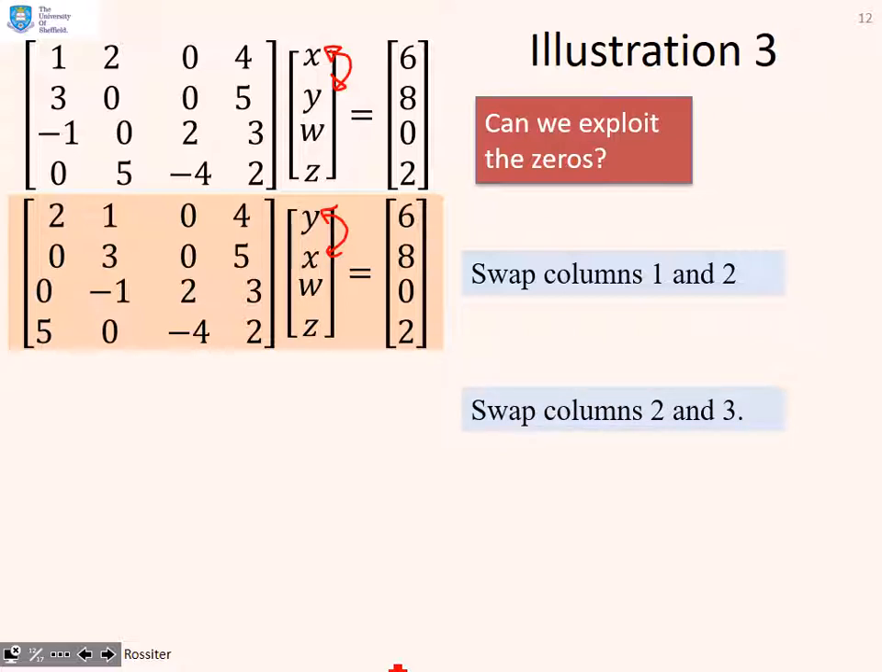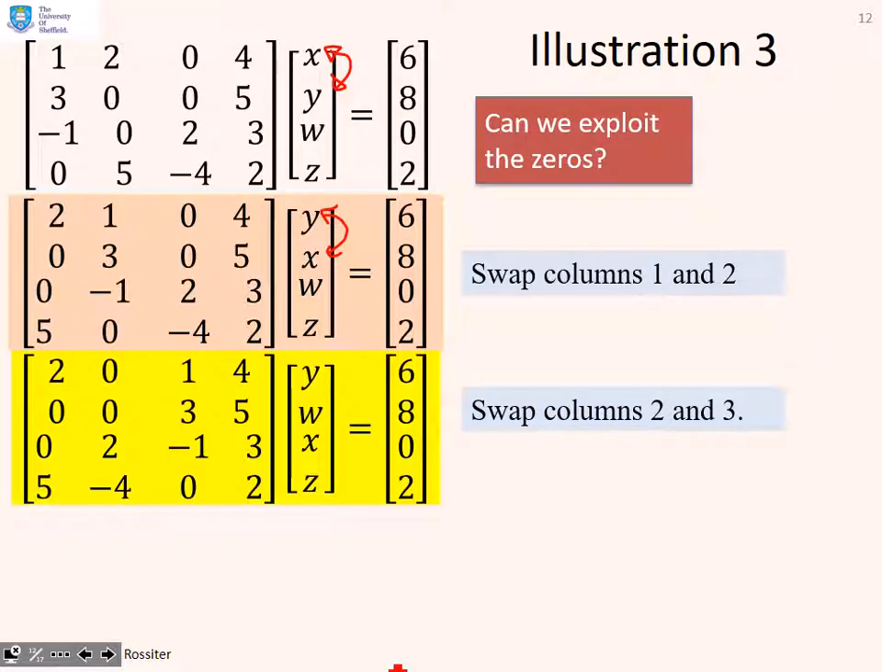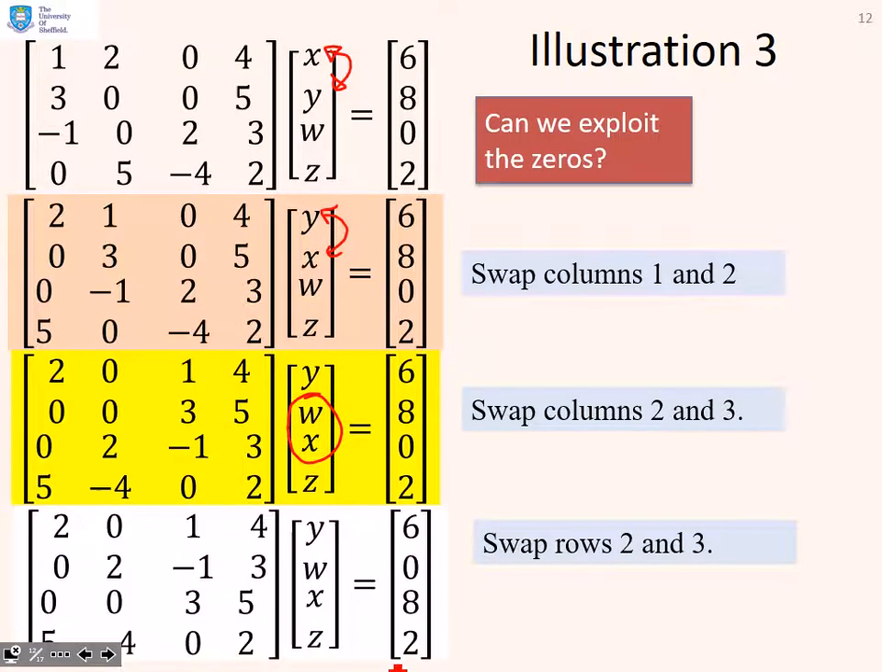Next thing I'm going to do is swap columns 2 and 3. And now you'll notice, of course, the W and the X have swapped positions. And now I'm going to swap rows 2 and 3. Now, obviously I haven't achieved a row echelon form because I can't do it with this one, but you will see that I've got lots of zeros in this bottom left-hand corner, and that will make all the computations I have to do later much quicker because I've already got lots of zeros, so I don't need to do computations to make those terms 0.